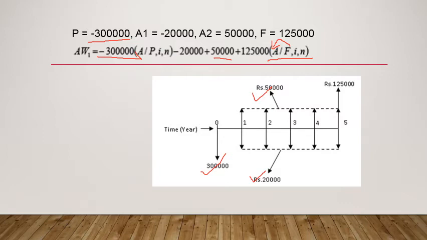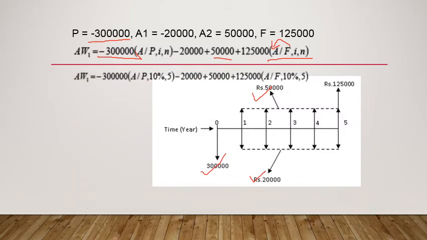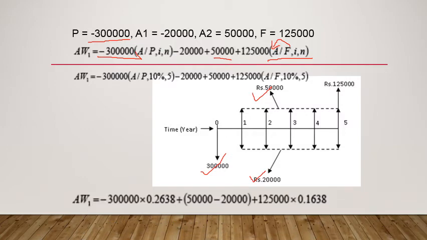N, whenever A comes into picture, I have always said count the number of flows, substitute the values, get the factor values from the factor table, substitute them here, and we get the answer. AW is equal to 28665. Okay, it is cost because I get the negative answer.